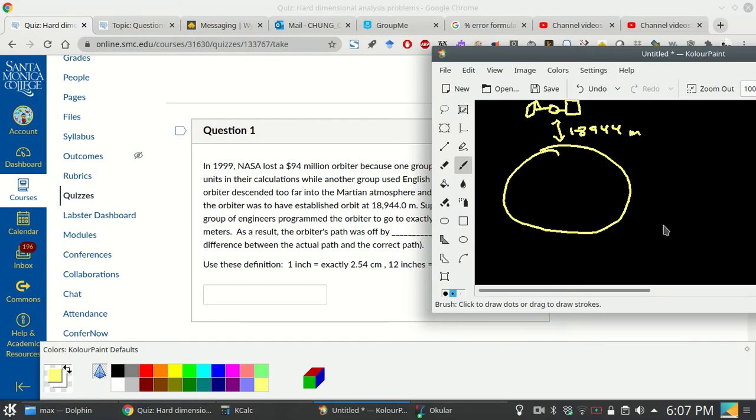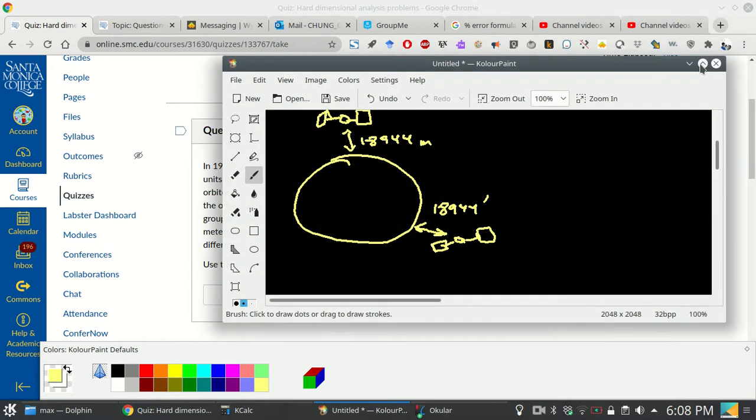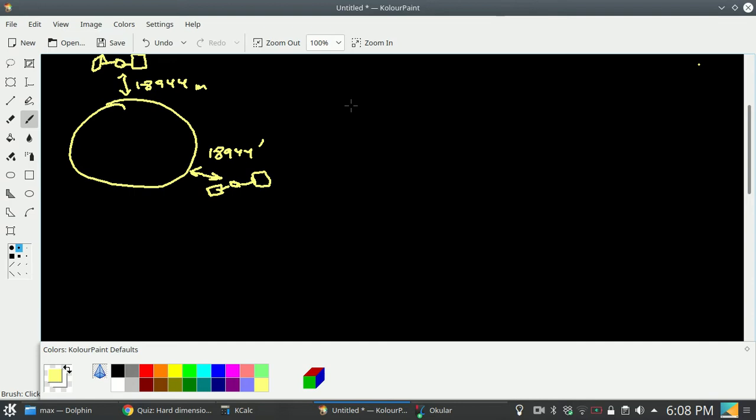All right. So a second group of engineers did it for 18,944 feet. That means feet. Okay, so what is the difference here? Now that I have drawn the problem out, it is not so hard. It's kind of obvious that I just have to do this minus this. But I can't subtract feet from meters. I'm going to change this into meters also.